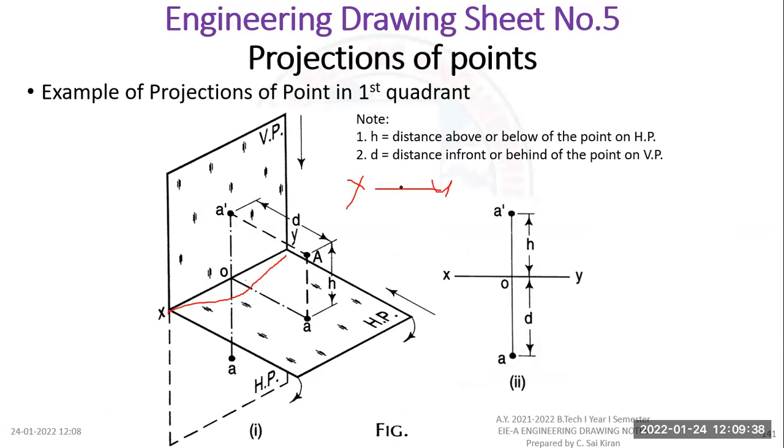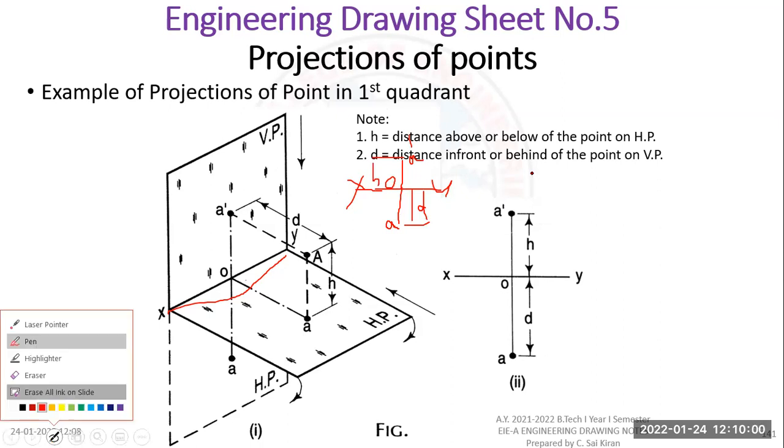Mark a center O. From the center O, give h distance. Suppose h is 10, 20, 25, depending upon the problem. Mark it as A dash. And below, mark it as letter A and give the distance as D. And this distance is h. So you can see what is meant by h distance and D distance.